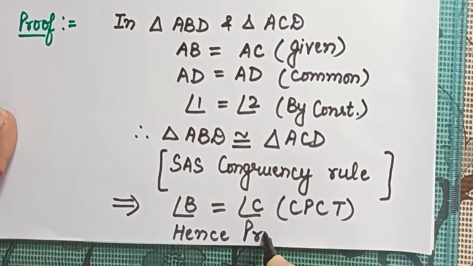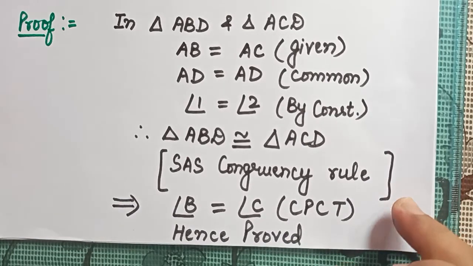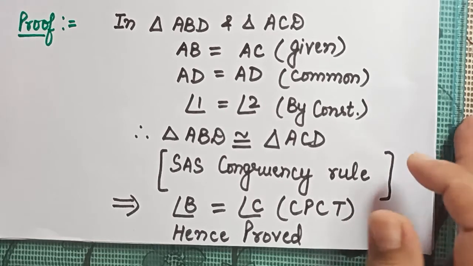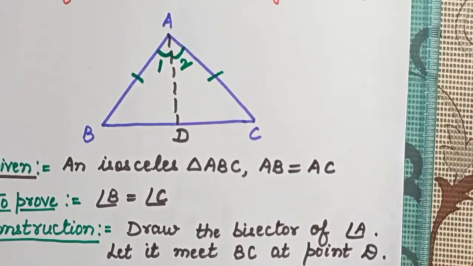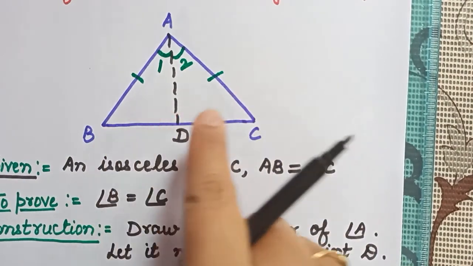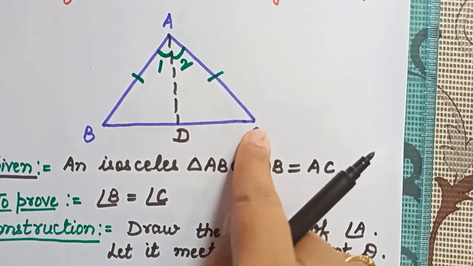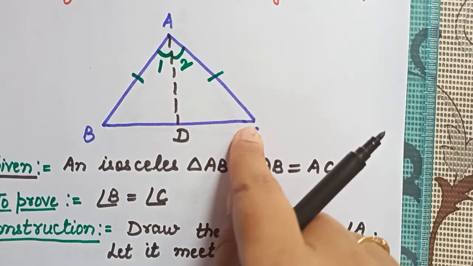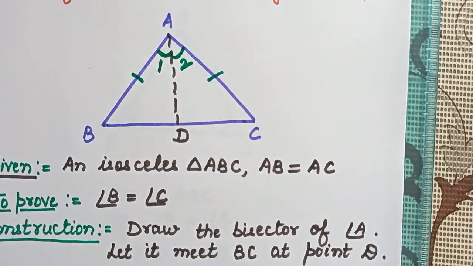Hence proved. The proof of this theorem is in your syllabus, so it has to be done in the notebook also. Let's do the second theorem, which is actually the converse of this theorem. अब हम next theorem करेंगे जो इसी का converse है. Here we were given two equal sides and we need to prove the angles are equal. In the next theorem, we are given that these two angles are equal. So the sides opposite to the angles are also equal.